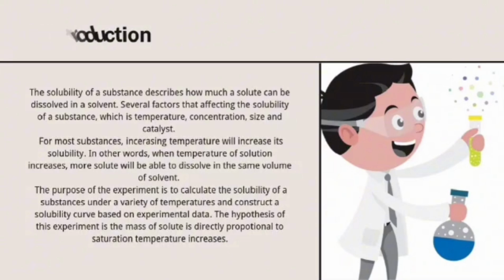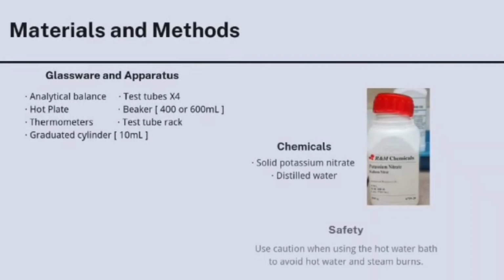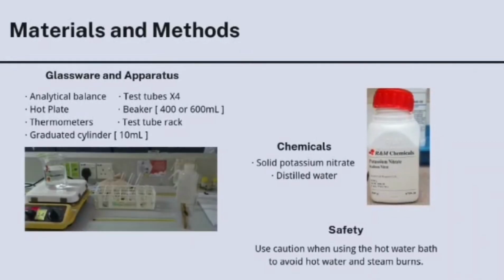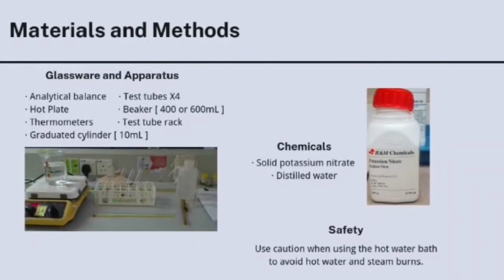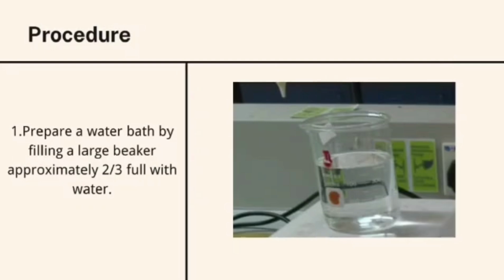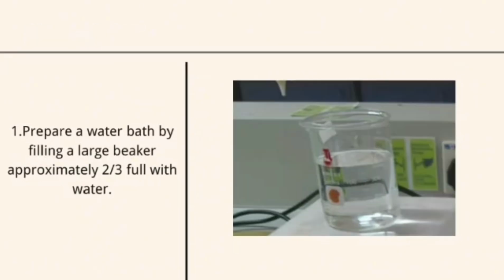Material and method. For the glassware and apparatus: analytical beakers, hot plate, thermometer, graduated cylinder, test tube, beaker, and test tube rack. For the chemicals: solid potassium nitrate and distilled water. For safety purposes, use caution when using the hot plate to avoid hot water and steam burns. Procedure 1. Prepare a water bath by filling a large beaker approximately 2/3 full with water.